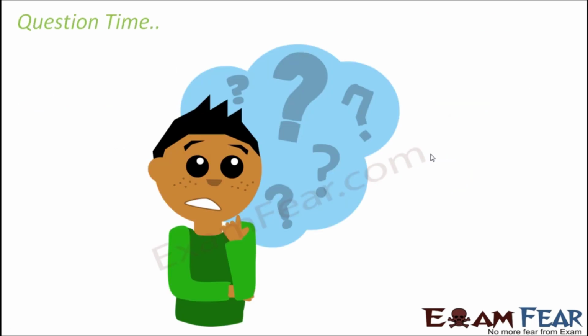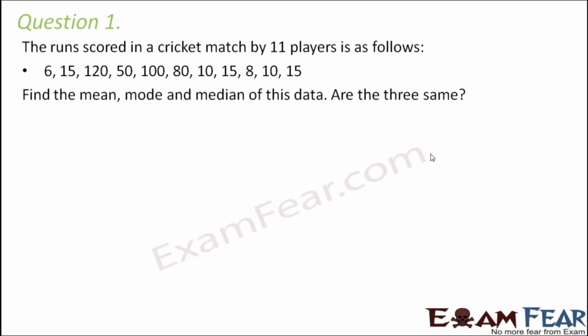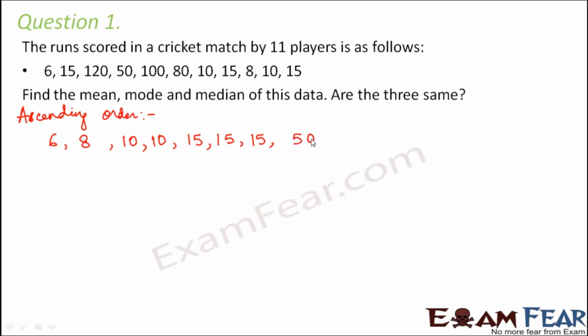So let us now quickly look at some of the questions based on mean, median and mode. Question number 1. The runs scored in a cricket match by 11 players are as follows. Find the mean, median and mode of this data. Are the three the same? So first of all, we arrange the data in ascending order. So what do we get? We get something like this: 6, 8, 10, 10, 15, 15, 15, 50, 80, 100 and 120.